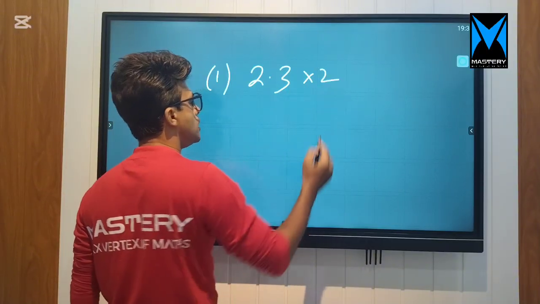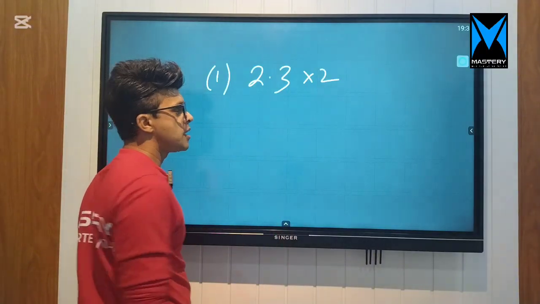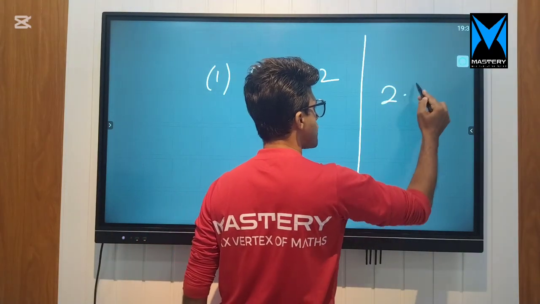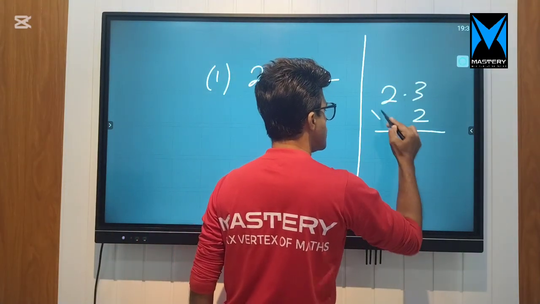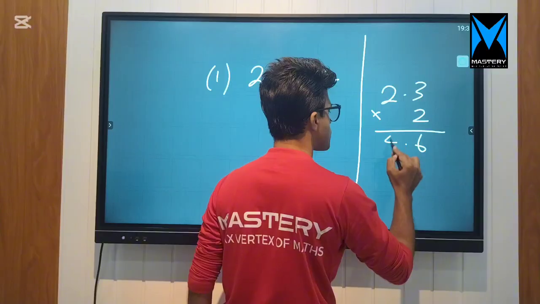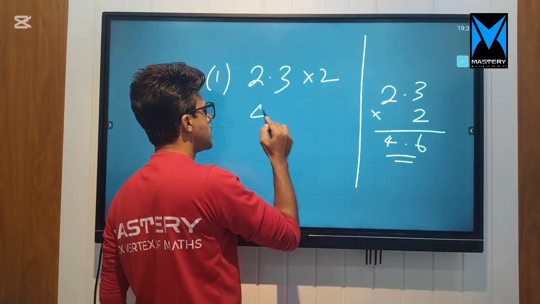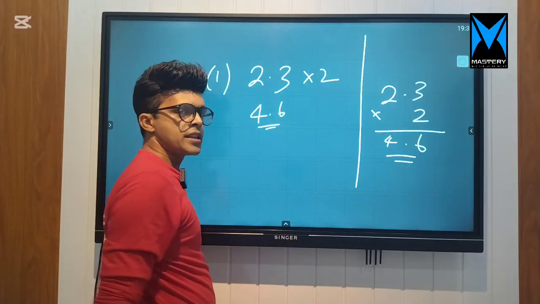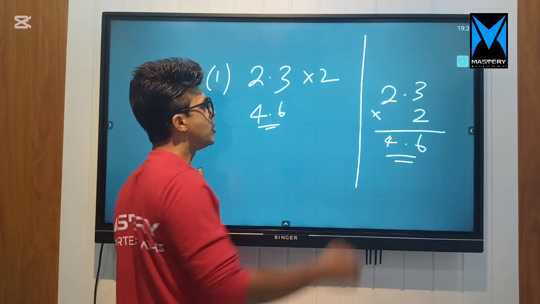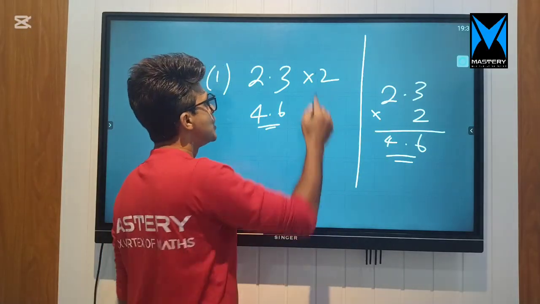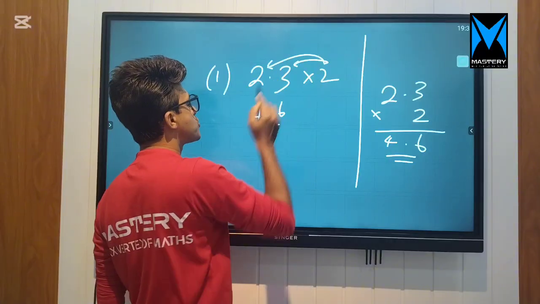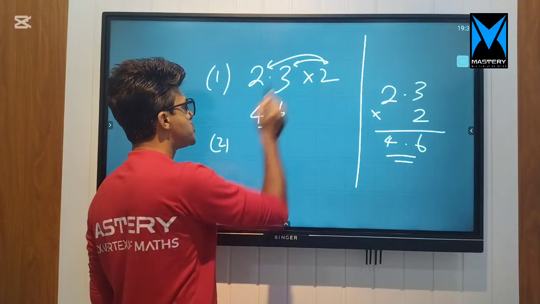2.3 into 2. This is the whole number, this is the decimal number. 2 times 3 is 6, 2 times 2 is 4. So the answer here is 4.6. Generally you can multiply without writing this one out.